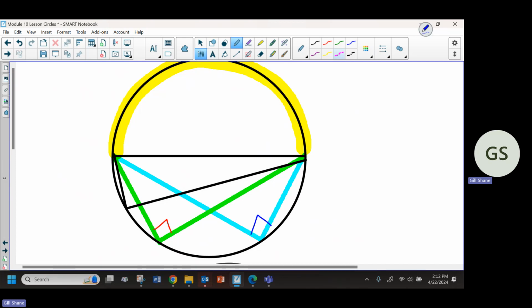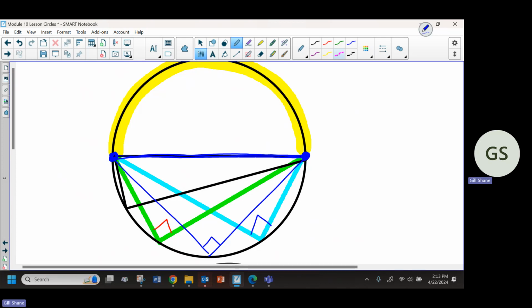So every time you draw an angle in, and the endpoints of the angle are basically the diameter, this line is the diameter, well, then the arc is always 180. So that yellow line is always going to be the arc. And therefore, the inscribed angle, every time you draw it in, has to be a 90-degree angle. That's what that theorem says.